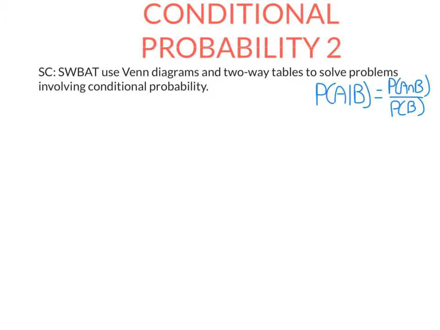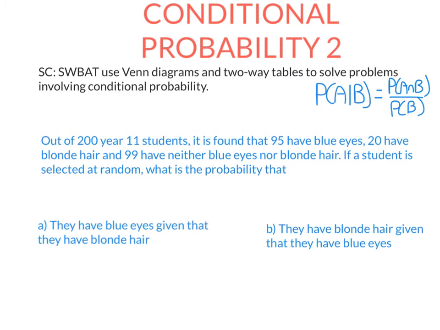So how might we use Venn diagrams and two-way tables to solve problems here? Well, remember, we use Venn diagrams and two-way tables when the question involves more than one set. So let's look at such an example. Let's try this question here.